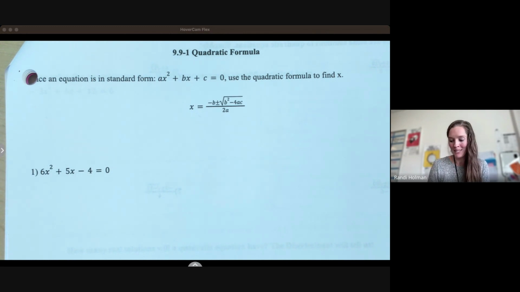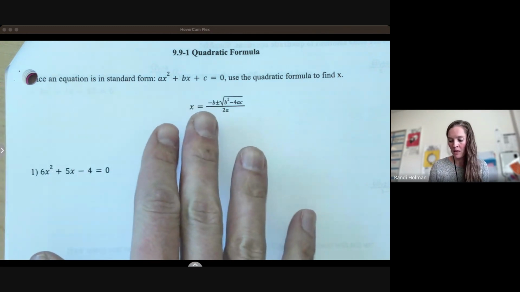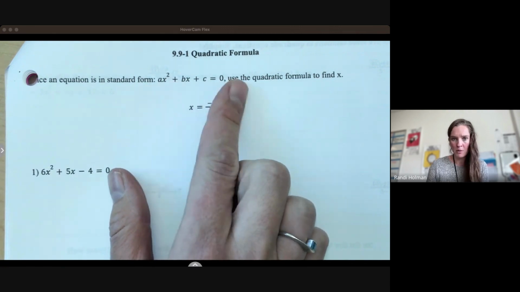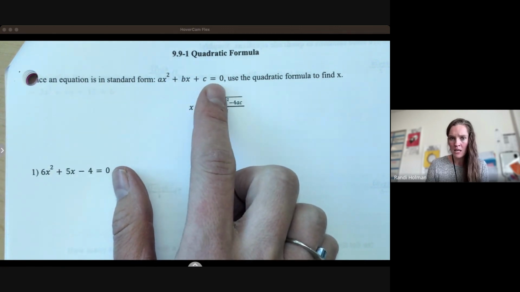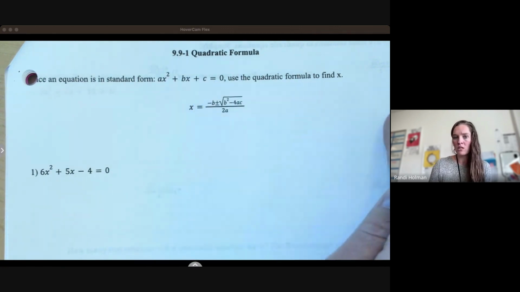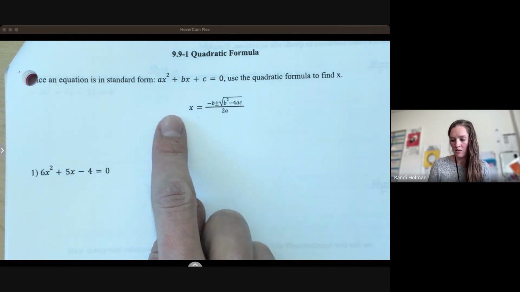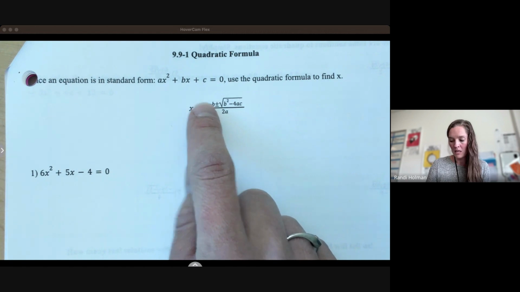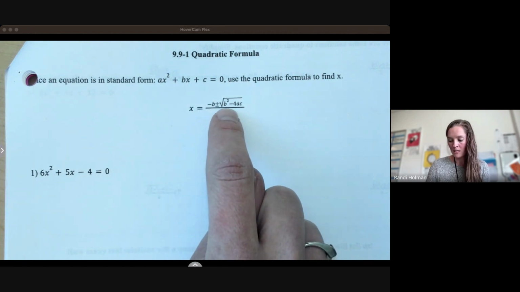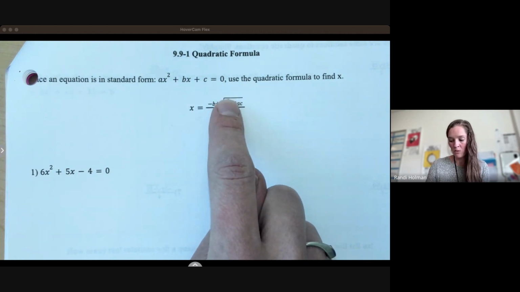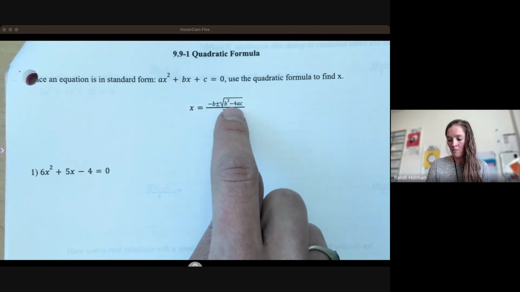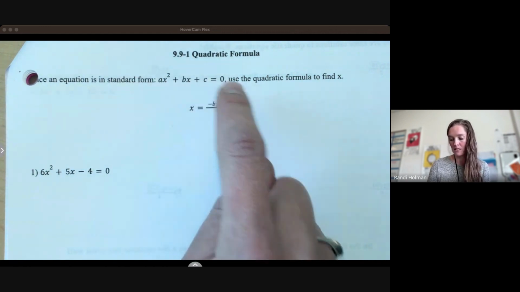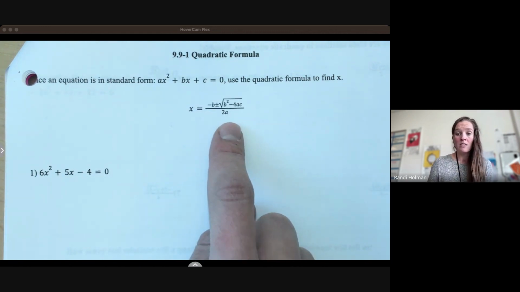So if we have our quadratic in standard form, this should look familiar, ax squared plus bx plus c equals 0. You can use the quadratic formula to find x. So this is the quadratic formula right here: x is equal to negative b, so we're going to take that b value, plus or minus the square root of b squared, so again that b value, minus 4 times the a value times the c value, all divided by 2a. So it's a lot to remember.